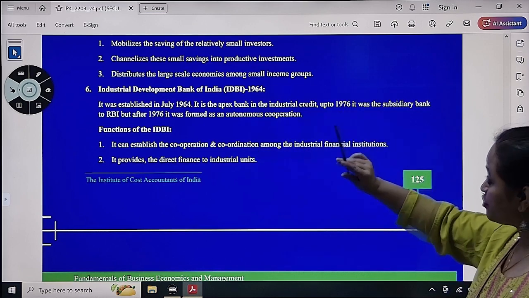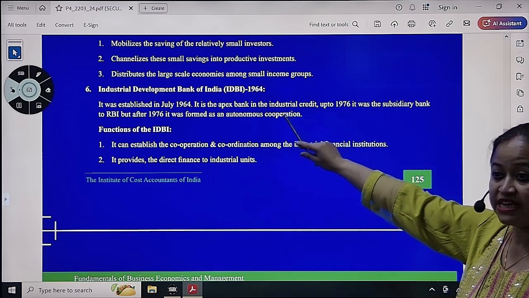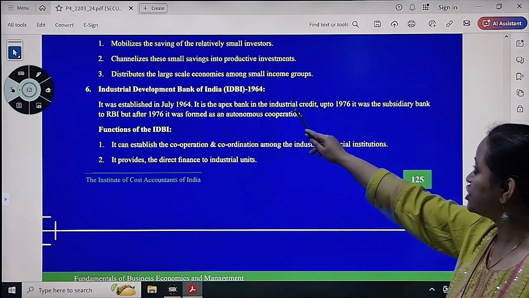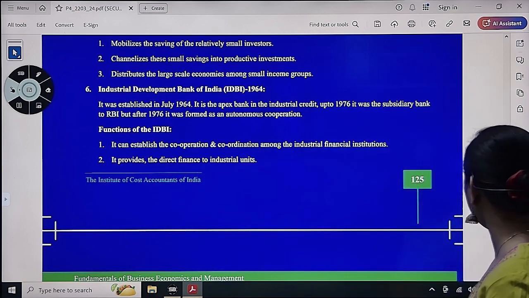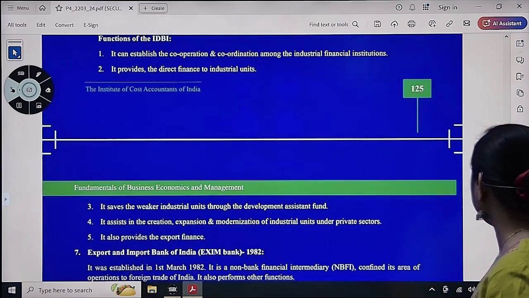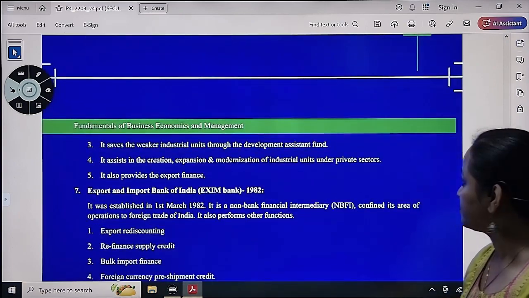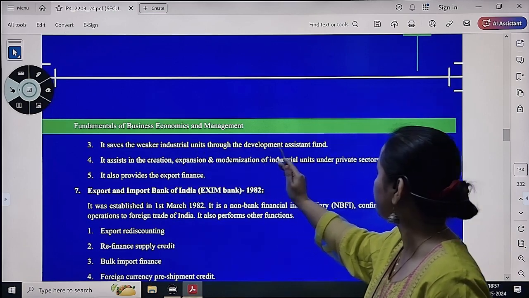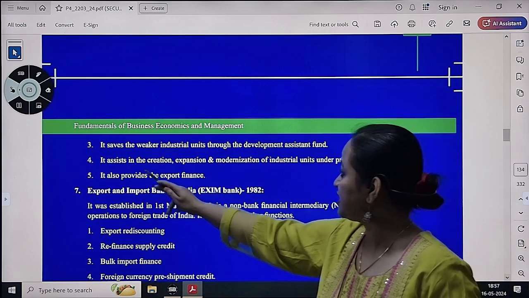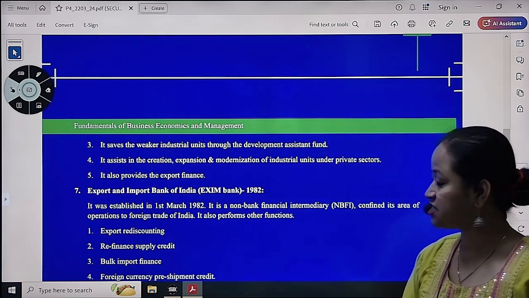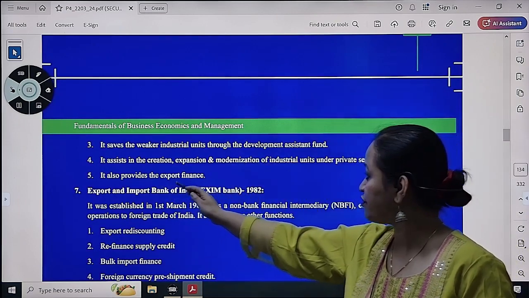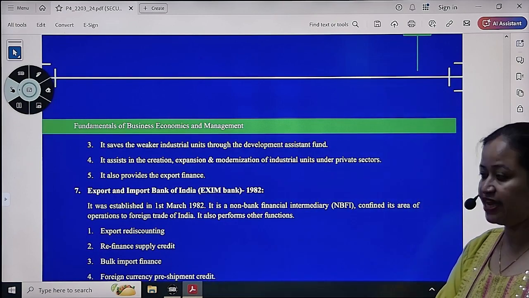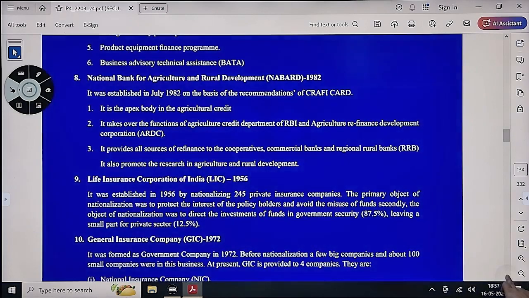IDBI provides loan to the industrial unit, and not only IDBI. They provide industrial credit. It provides direct finance to industrial units. All these institutions are providing medium or long-term loans to the industrial unit. It saves the weaker industrial units through the development assistance fund. It assists in creation, expansion and modernization. If someone wants to expand or modernize a business, they help. It also provides export finance. Clear? How many more? Okay, 24.